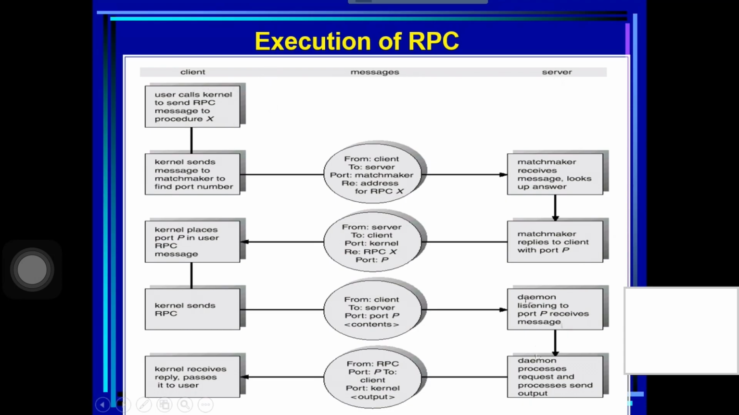The server end, the daemon listening to port P, receives this message. Then the daemon processes the request and sends the output. So this message is from the RPC server end, the port number is P, to the client end, and the port is the kernel, and the content is the output, the result.